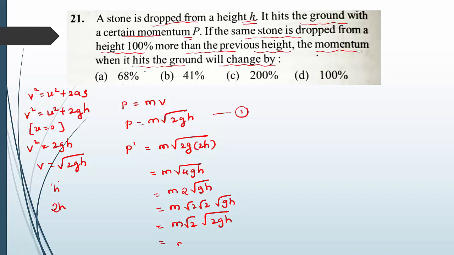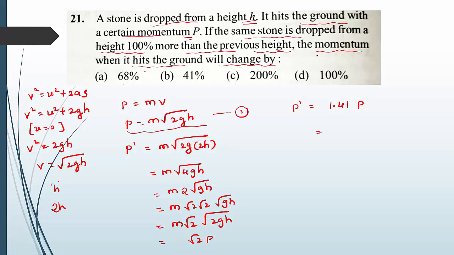So m into square root of 2gh is equal to what? You can observe equation 1. We can write it as P, right? So it is square root of 2 into P here. Is it right? Or we can write square root of 2 is equal to 1.41 of its initial value.